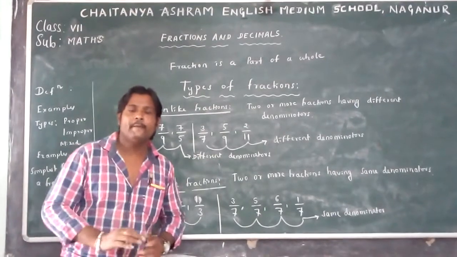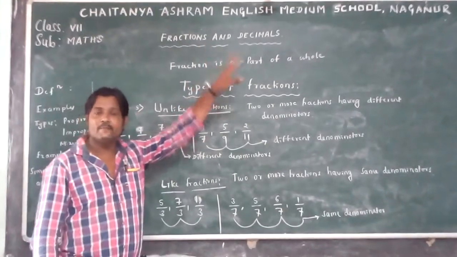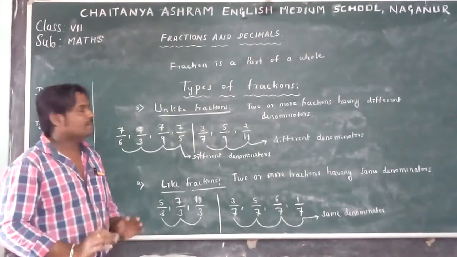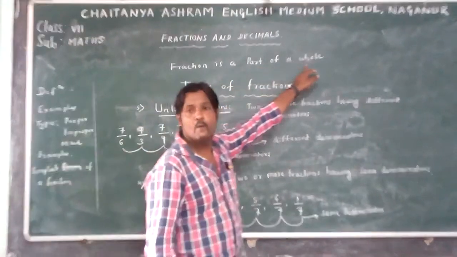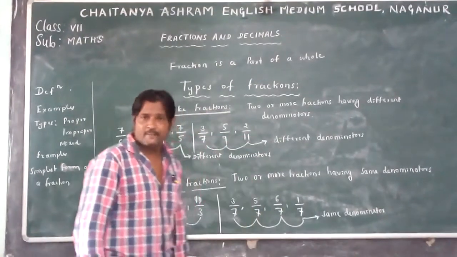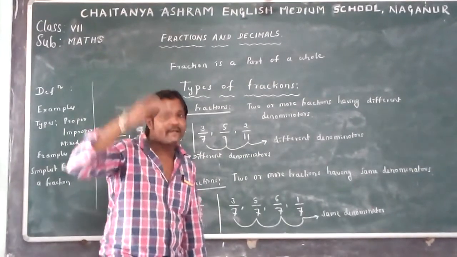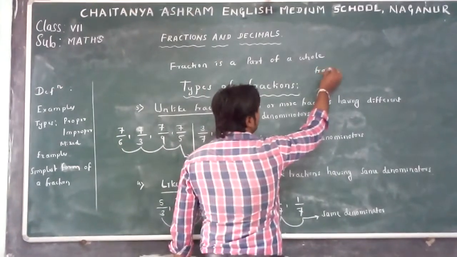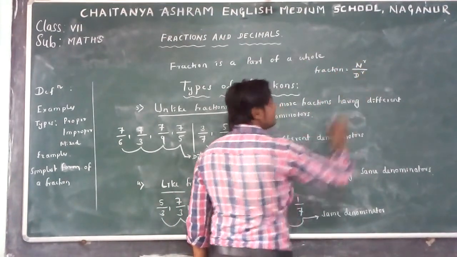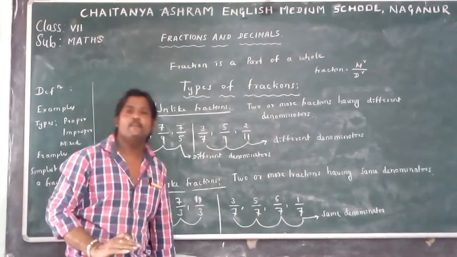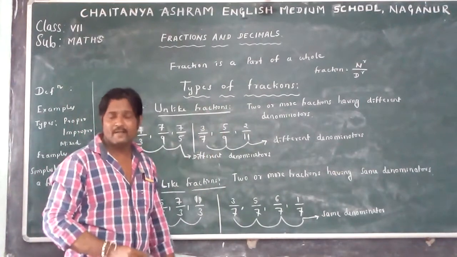So, my dear students, today we learned about the topic fractions and decimals. In that topic, we learned definition of fractions. That is, fraction is a part of a whole. Fraction has 2 parts. One is numerator, another one is denominator. Both numerator and denominator are natural numbers. That is the general form of fraction.